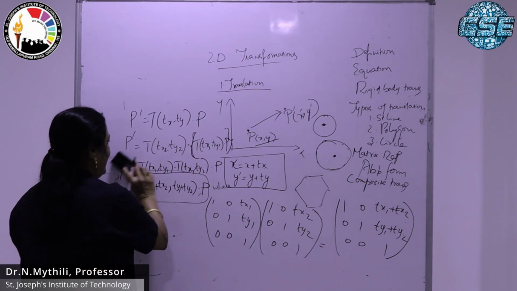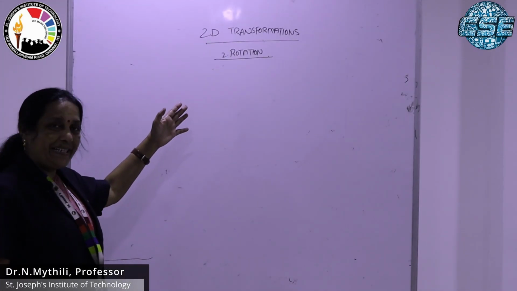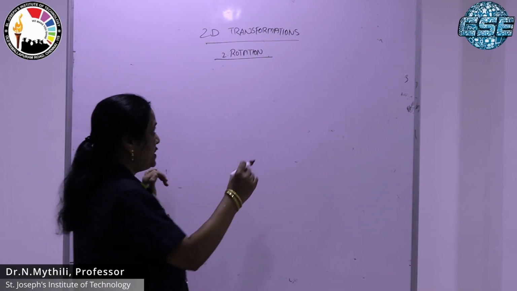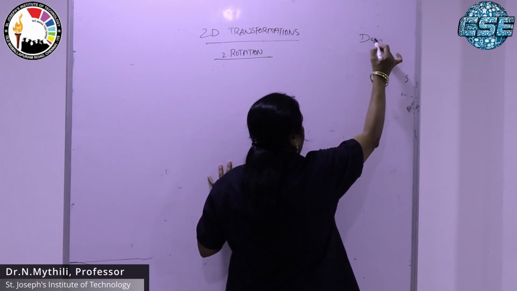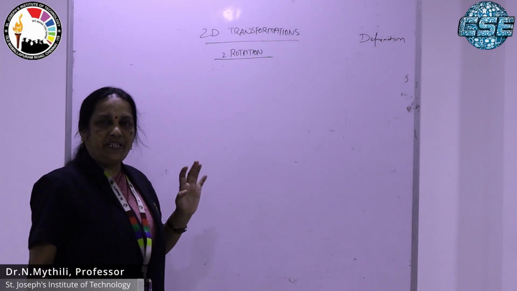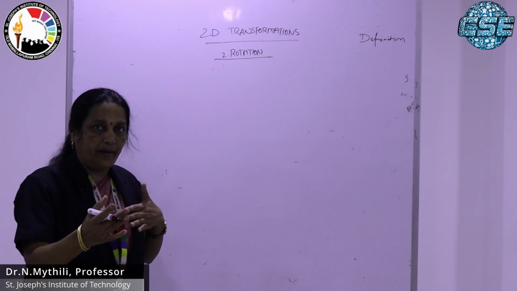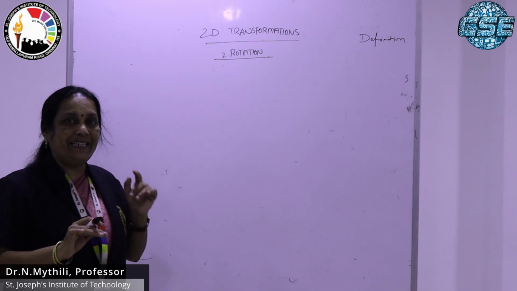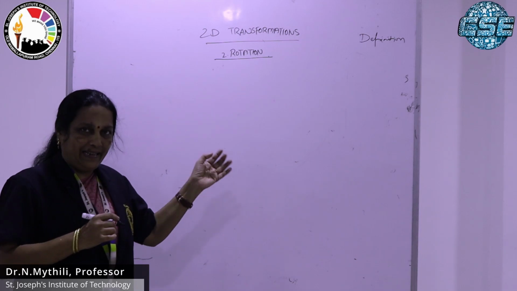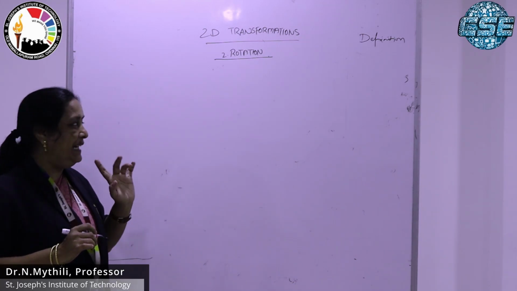Okay, the next type of transformation is rotation. So what do you mean by rotation? First, the definition. Rotation is also repositioning an object from one coordinate position to another coordinate position along a circular path. In translation, we have seen a straight line path, but in the case of rotation, it is a circular path. Okay, that is the only difference.